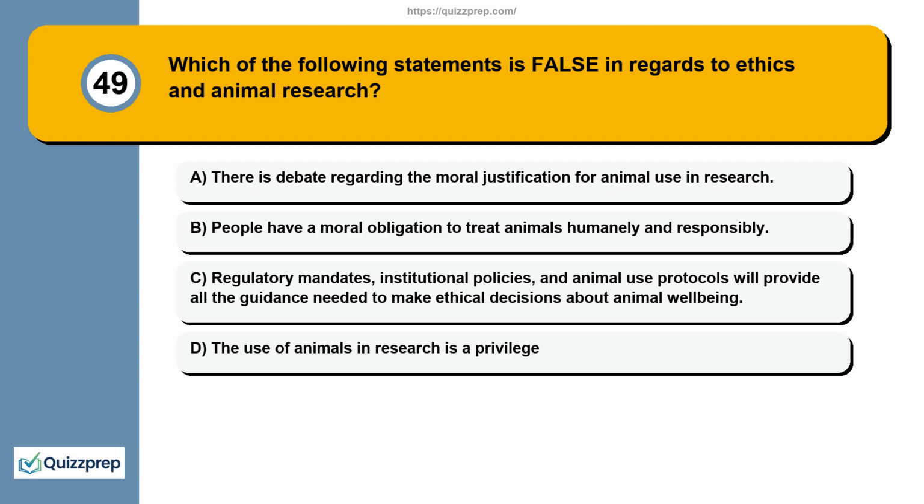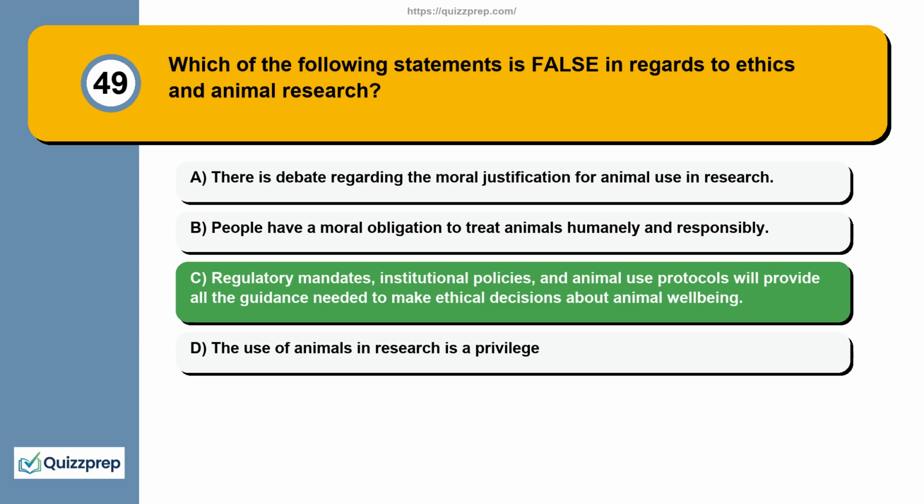Question 49. Which of the following statements is false in regards to ethics and animal research? Option A. There is debate regarding the moral justification for animal use in research. Option B. People have a moral obligation to treat animals humanely and responsibly. Option C. Regulatory mandates, institutional policies, and animal use protocols will provide all the guidance needed to make ethical decisions about animal well-being. Option D. The use of animals in research is a privilege. The correct answer is option C.